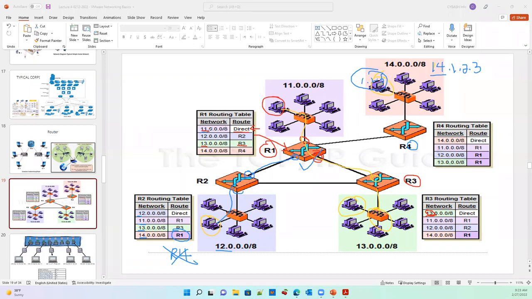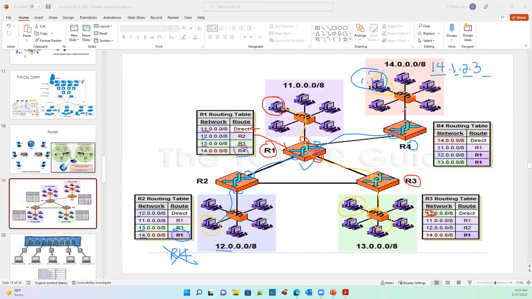Okay, 11, no, you want to go to 14. 12, no. 13, no. 14, oh, I know how to get to 14. In order to go to 14, you need to go to router 4. Where's router 4? Oh, router 4 is connected to this port. Okay, let me take this traffic to router 4. And then once you get to router 4, router 4 says, oh, where do you want to go? I want to go to 14.1.2.3.